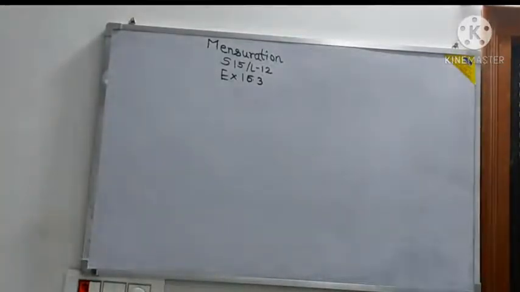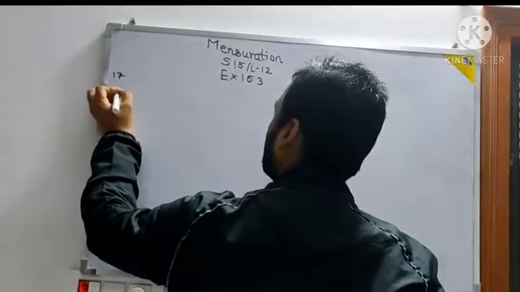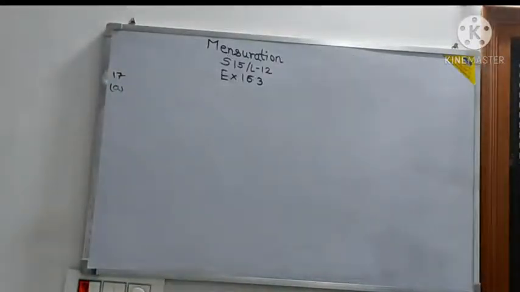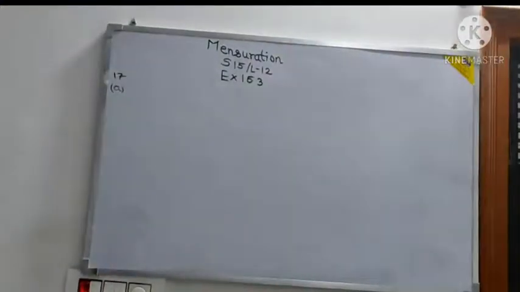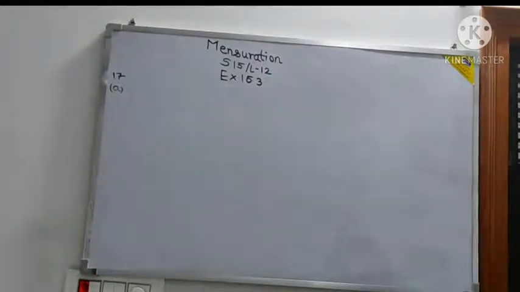Now, the next question I am taking up is question number 17. Question number 17 says, find the circumference of a circle whose area is 16 times the area of the circle with diameter 7 centimeter. 17th A part. When it is written 16 times, it basically means 16 into something, times means multiplied.